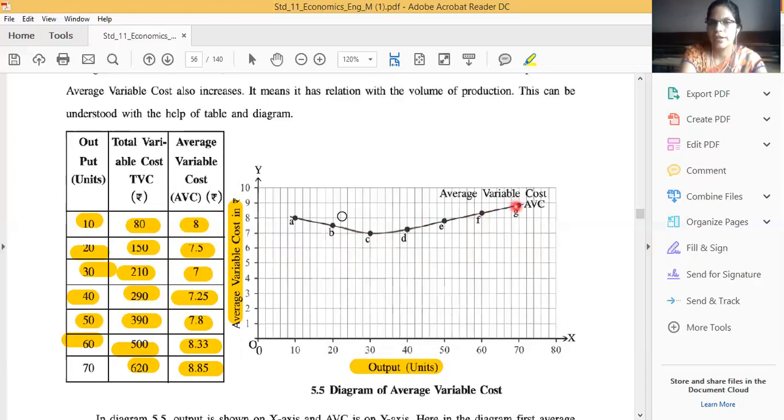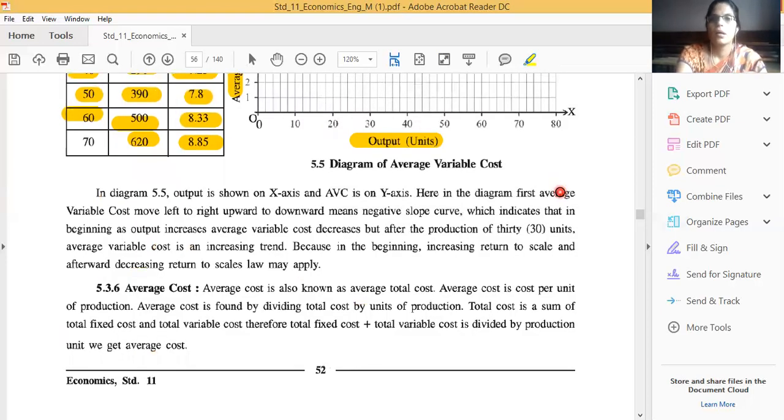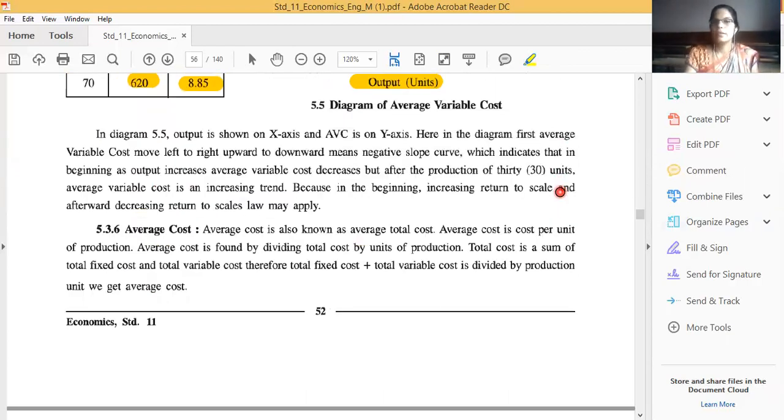Then if we join the points A, B, C, D, E, F, G, we get the AVC curve. The AVC curve means the average variable cost curve. Its shape is different from the TFC, TVC, and AFC curves. With increasing production, variable cost also increases, and the average variable cost first decreases, then starts to increase.